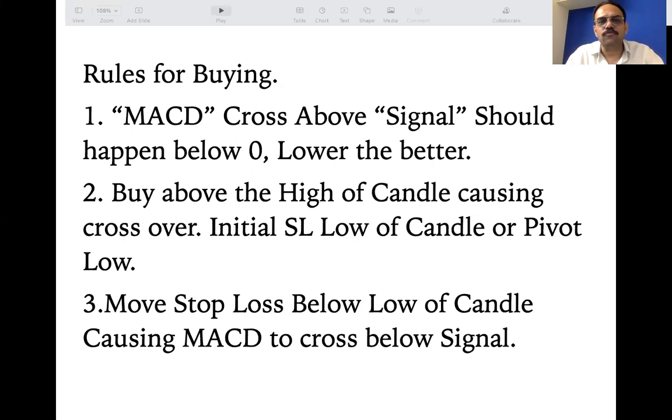Then what are the rules for buying? The MACD cross above the signal should happen below the zero. Lower the better. Once you buy above the high of the candle causing the crossover, the initial stop loss is the low of the candle or the pivot low, whichever you find more comfortable or suitable. Move the stop loss below the low of the candle causing MACD to cross below signal.